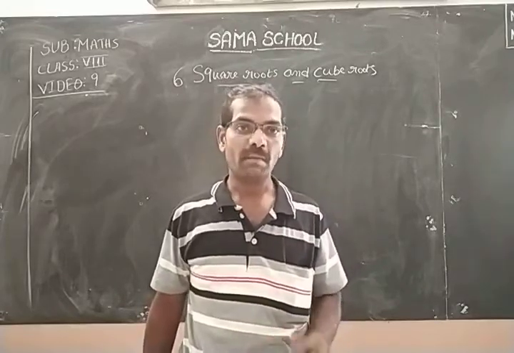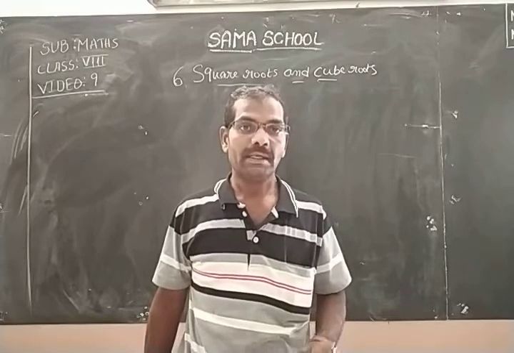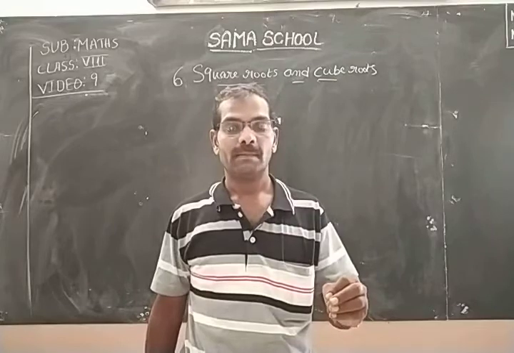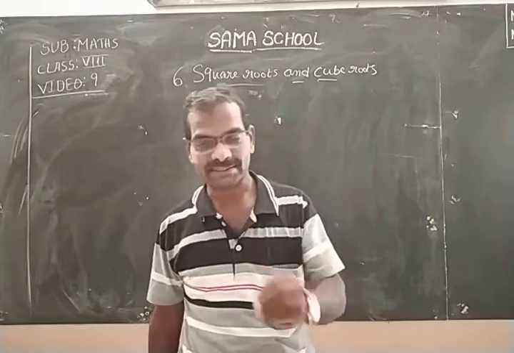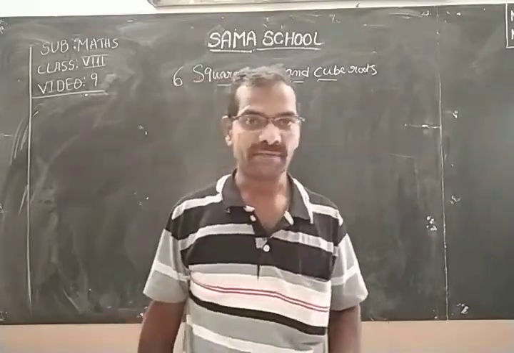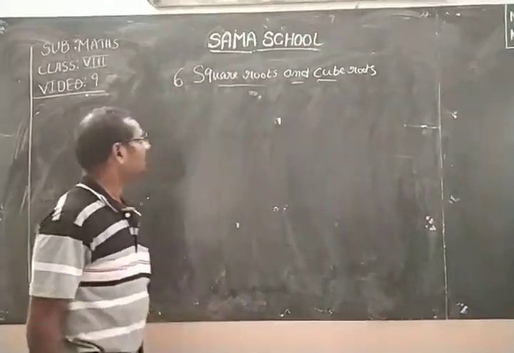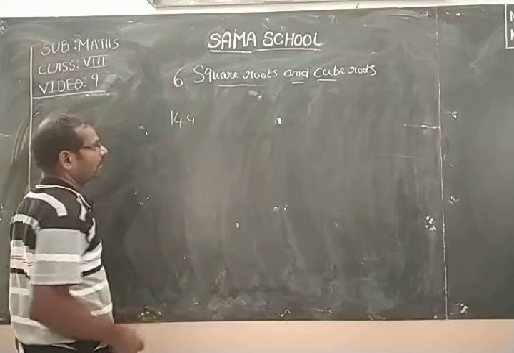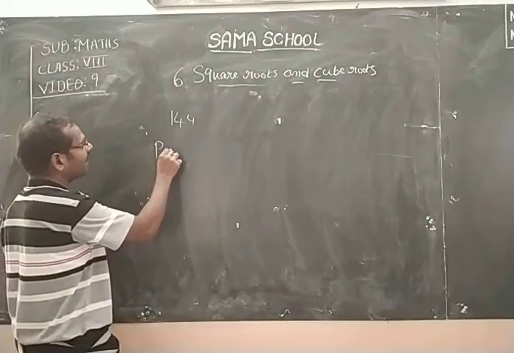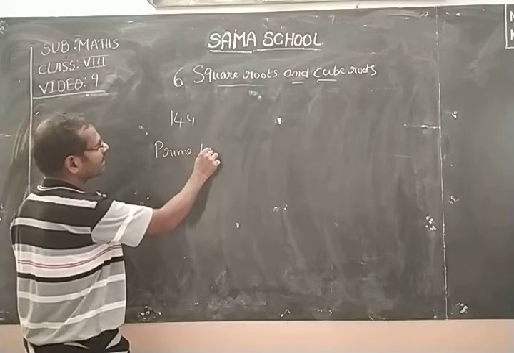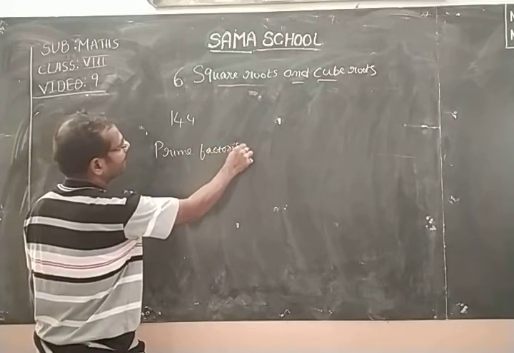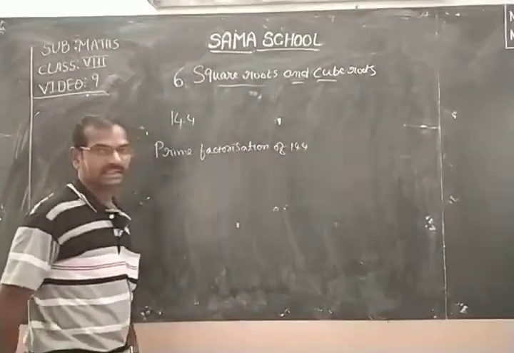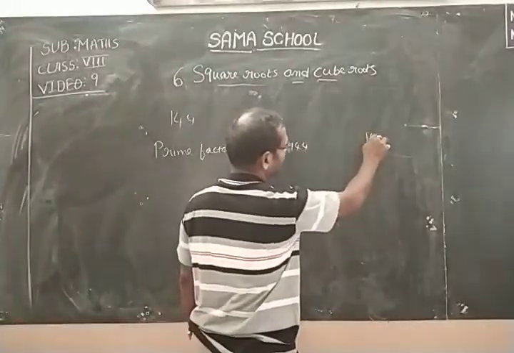In the exponential form, if equal numbers of factors come, that is what we call a perfect square. What is a perfect square? Let us see. Here, suppose I am taking 144. Now I am taking the prime factorization of 144. What is prime factorization? Let us see the prime factorization of 144.